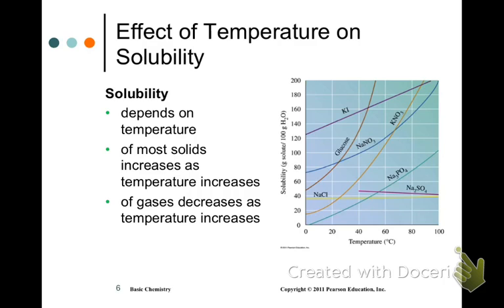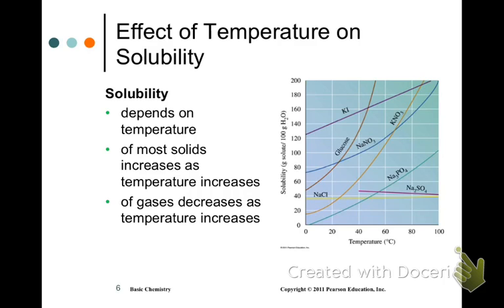Solubility is affected by temperature. So here's a graph of solubility versus temperature. First thing you always do when you look at a graph is see what the axes are. You have solubility in grams of solute per 100 grams of water versus temperature. You can see that for almost everything, for solid materials, increasing temperature increases solubility. We know this because of tea, right? So if you have room temperature water and you fill it up with sugar versus you have hot water and you fill it up with sugar, you're going to be able to get more sugar to dissolve in the hot water.